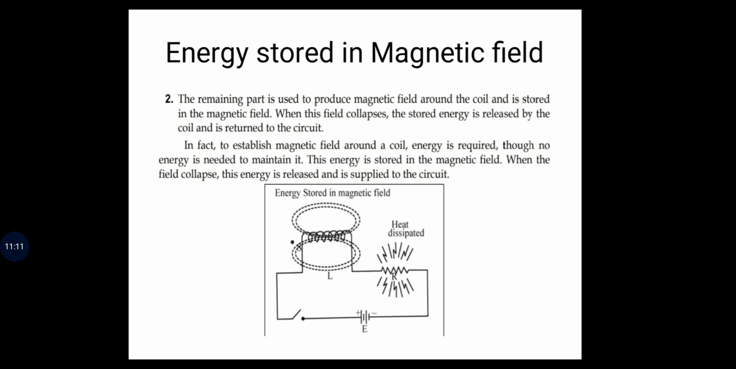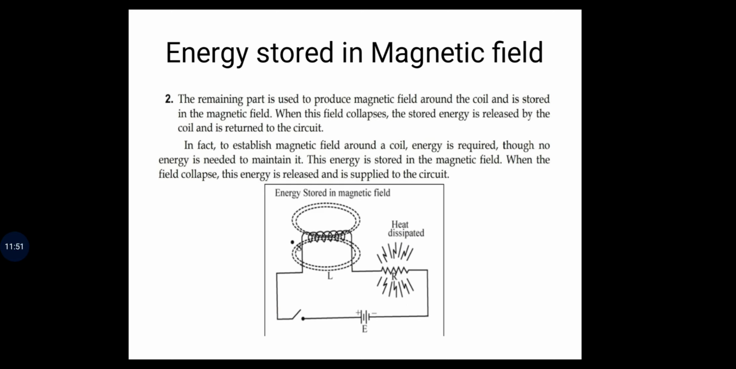So when we apply the electric voltage, the current flows through the conductor. In this conductor, some of the energy is dissipated in the form of heat and some of the energy is stored in the form of magnetic field.